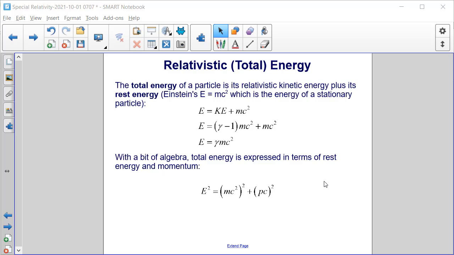With a bit of algebra, total energy can be expressed in terms of rest energy and momentum. Okay, so we can say that E squared equals mc squared, that's the rest energy, squared, plus the momentum pc squared, where p is momentum and c is the speed of light.